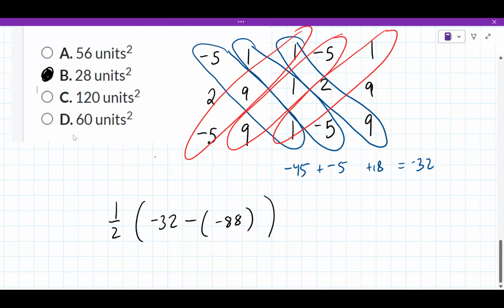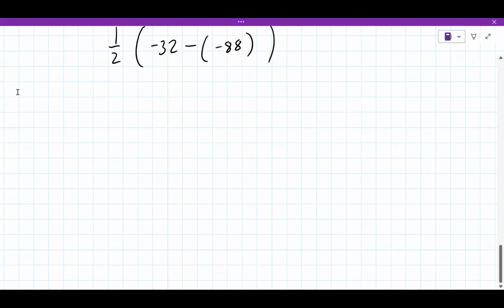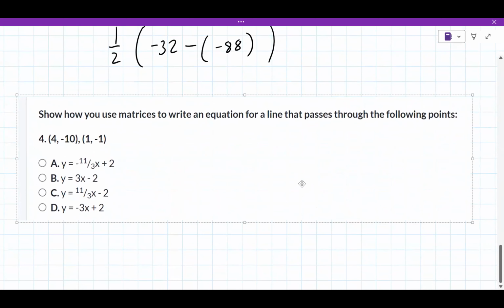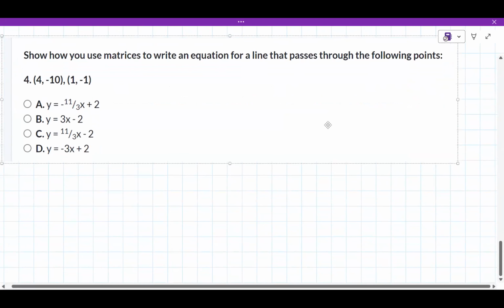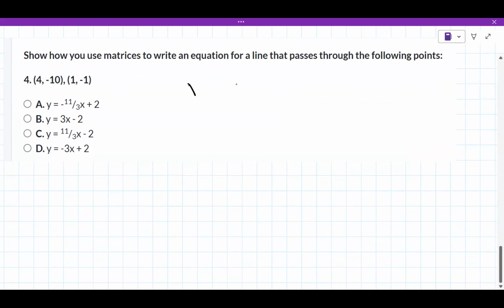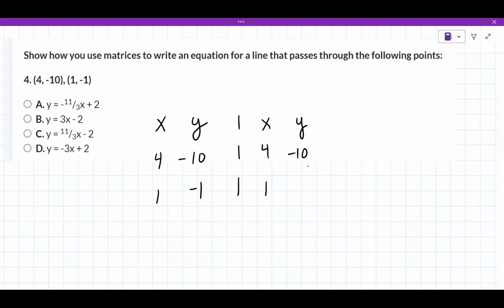All right, now we're not quite done with matrices, but we're almost done. Next question is a different problem, but we did do it kind of the same way. It says, show how you use matrices to write an equation for a line that passes through the following points. This one is a slightly different setup. You write X and then Y, then the ordered pairs. But again, like the last one, you put ones there. And you do have to find the determinant. So you replicate the first column and then the second column.